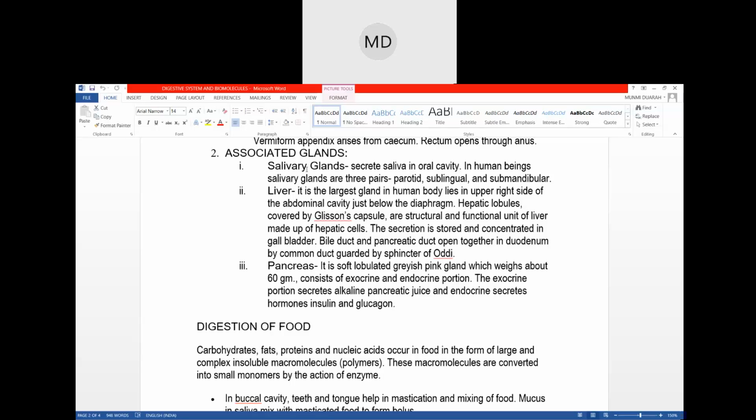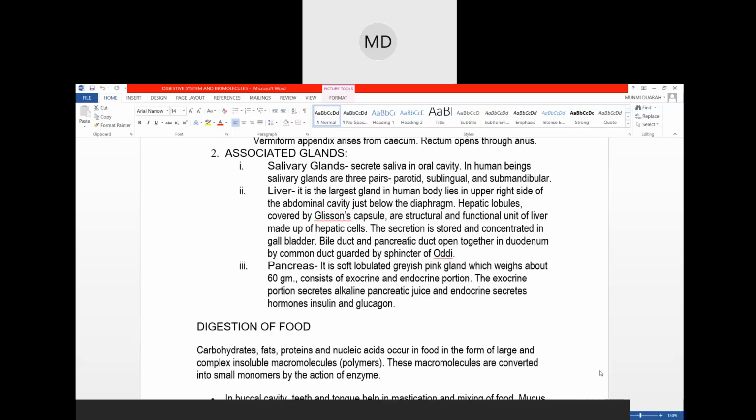Yes, salivary gland is a type of exocrine gland. Why? Because it has ducts and does not release any hormones. Ducts are tubes. So salivary gland is a type of exocrine gland, and salivary gland secretes what? Saliva. All of you know, in your mouth there is saliva, and that saliva is secreted by the salivary gland. And in saliva, there are certain enzymes present.